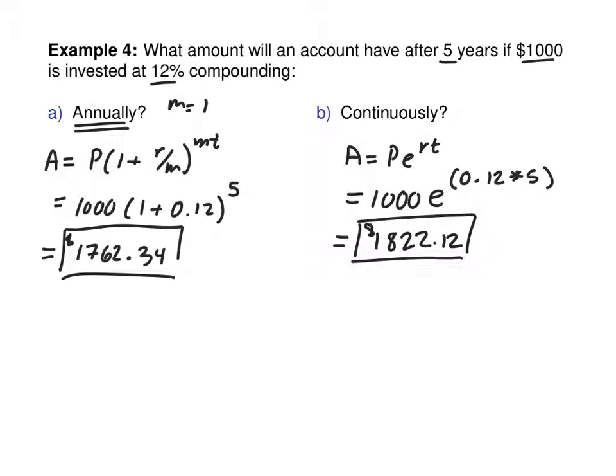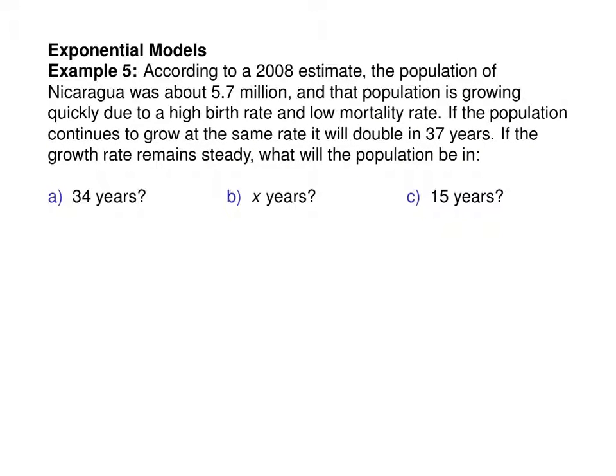The other stuff we're going to talk about are doubling times and half-lives. So the first one we have is a doubling time problem. In a 2008 estimate, the population of Nicaragua was about 5.7 million. The population is growing quickly due to a high birth rate and low mortality rate. If the population continues to grow at the same rate, it's going to double in 37 years. So at this rate, what will the population be in various amounts of years?